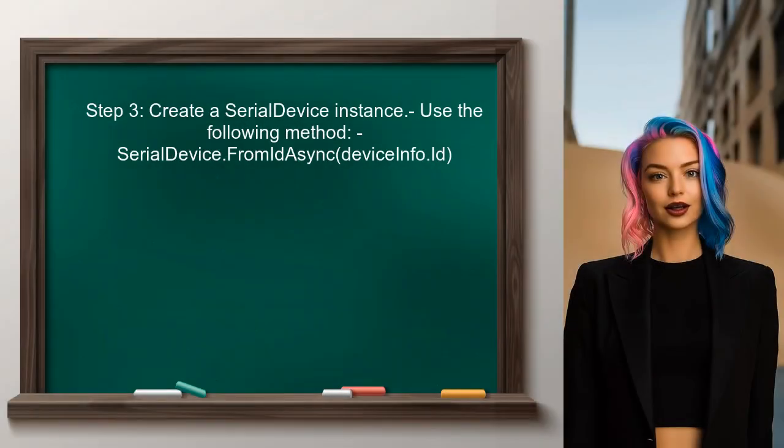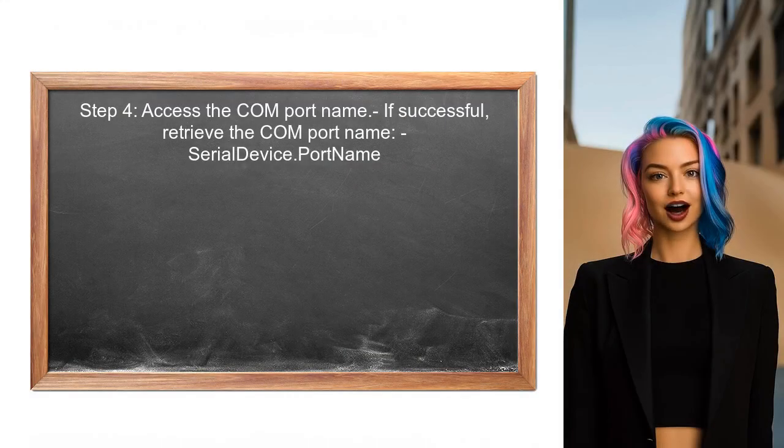Once the user confirms that the device supports the serial port profile, they can attempt to create a SerialDevice instance using the DeviceInformation object. This is done with the SerialDevice.FromIdAsync method. If the call to SerialDevice.FromIdAsync is successful, the user can then access the PortName property to get the COM port name. This property will provide the desired COM port identifier.